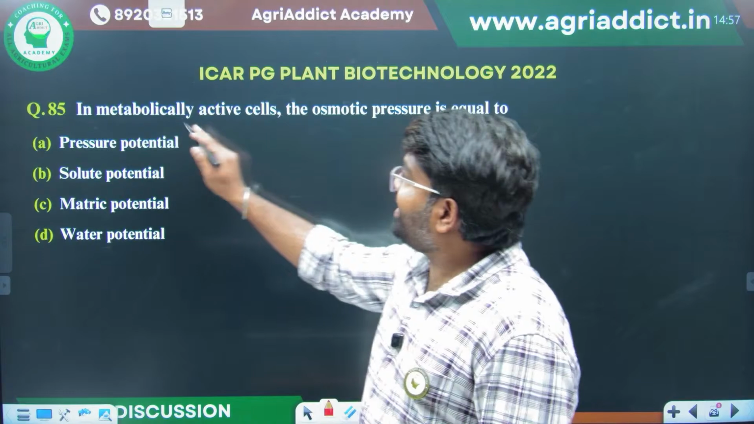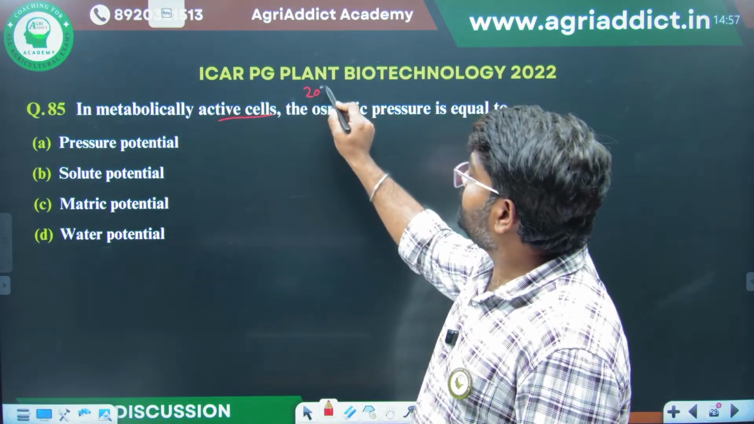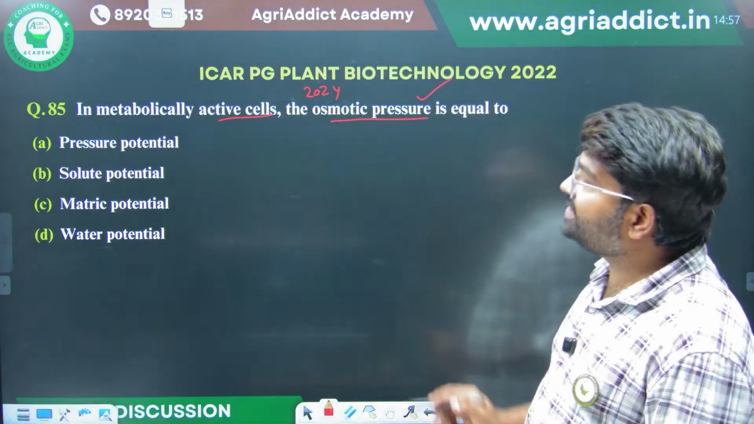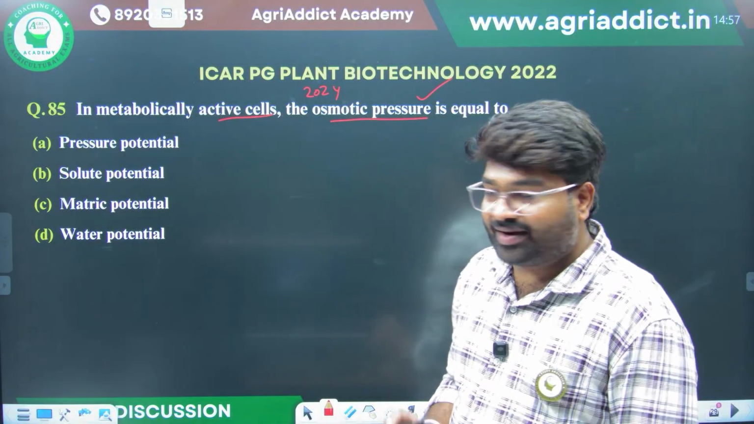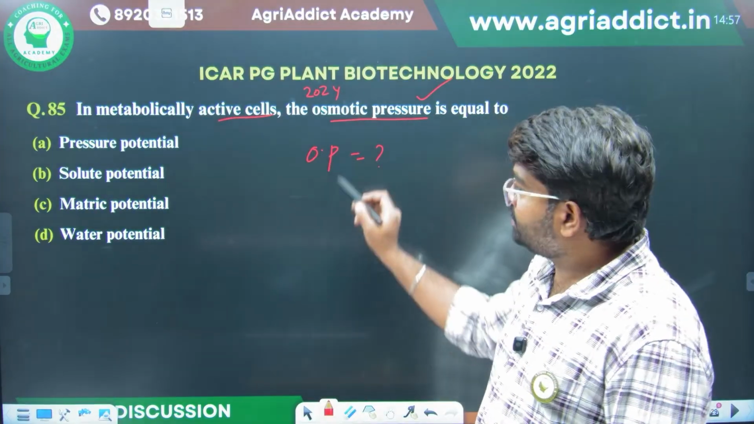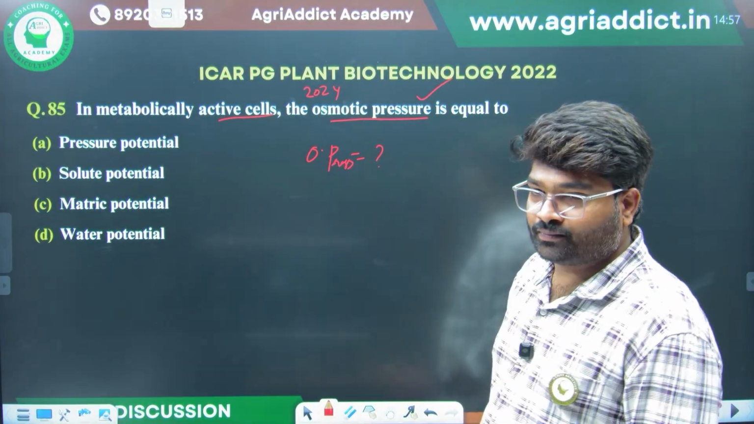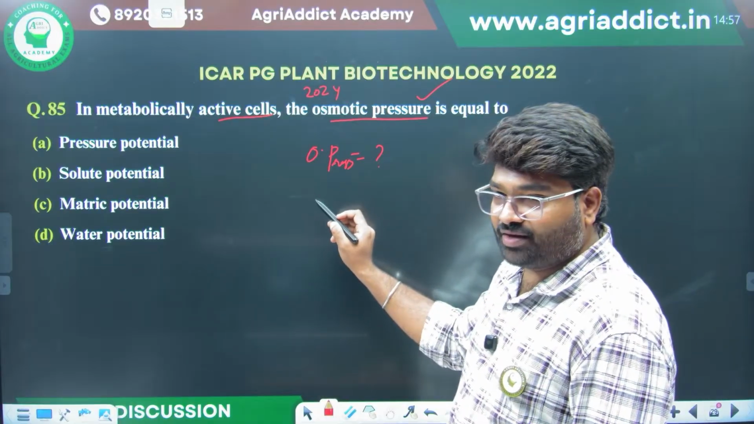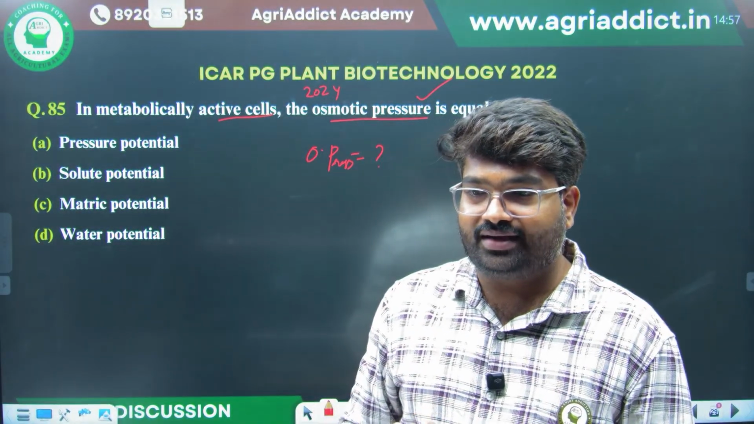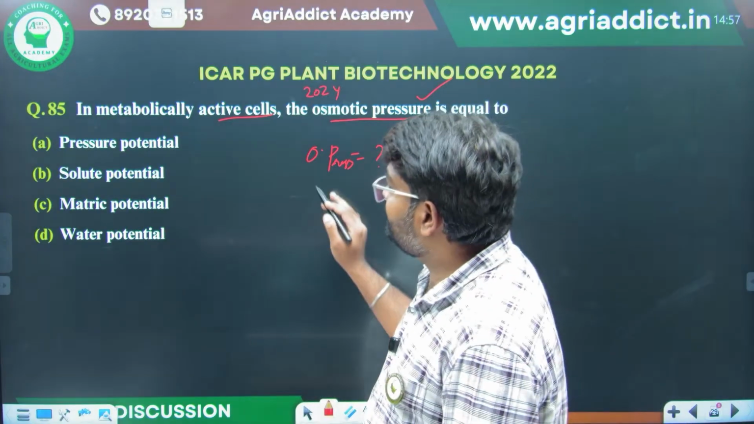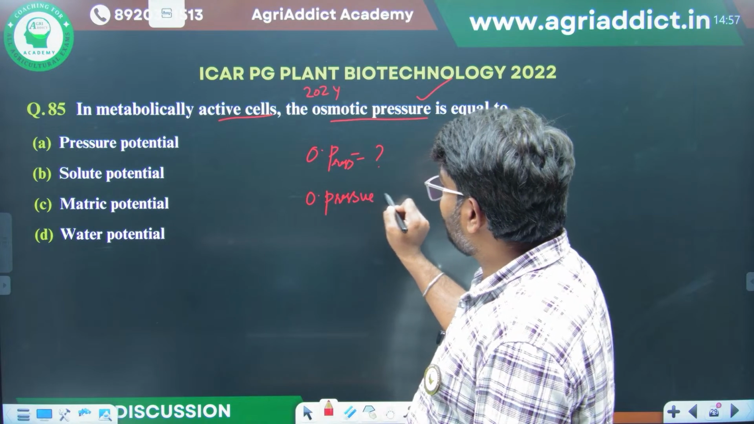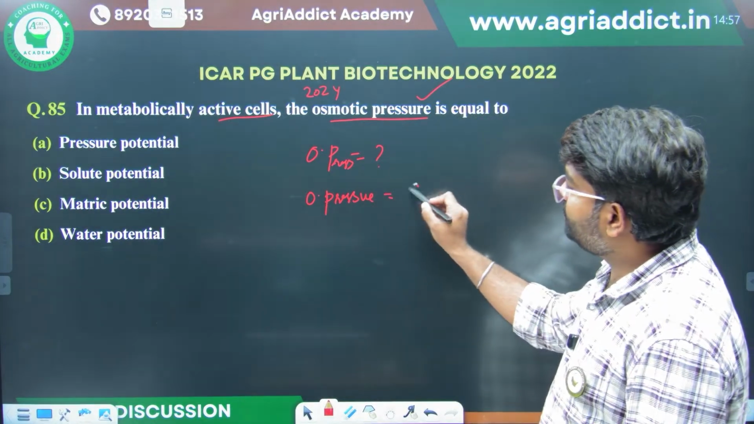In metabolically active cells, this also they have asked in 2024. In a metabolically active cell, the osmotic pressure is equal to which component? Pressure potential, solute potential, matric potential, or water potential? Excellent. It will be equivalent to solute potential. Very good answer.